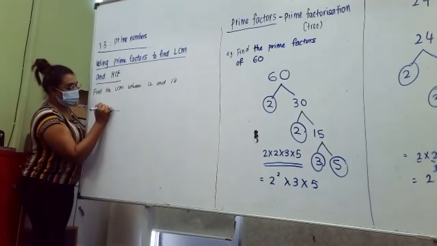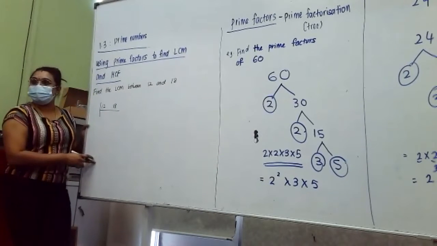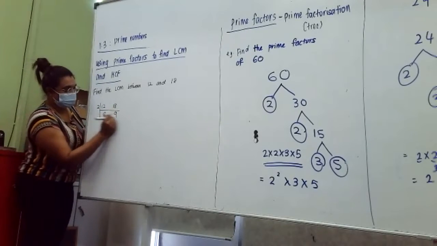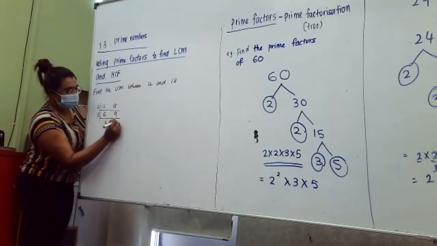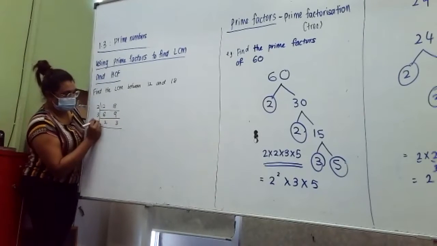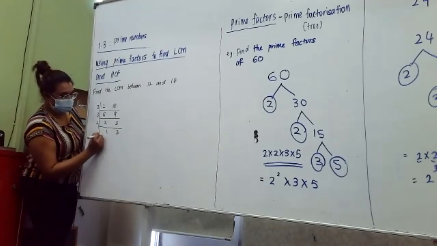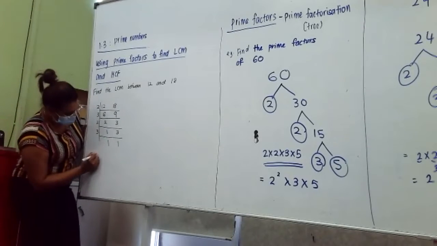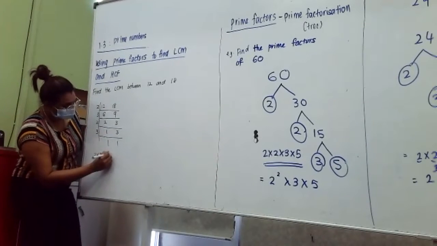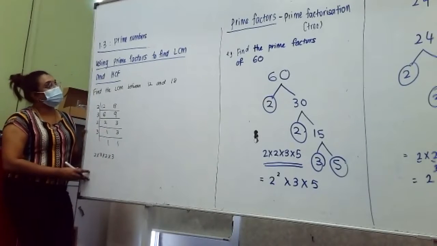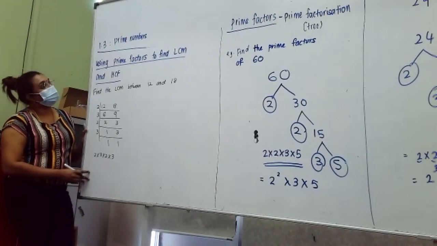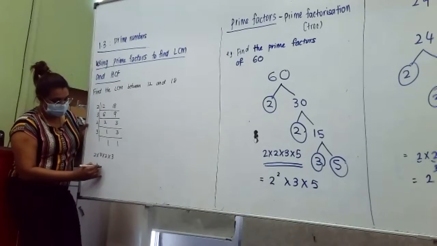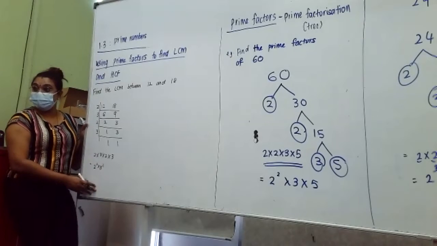So you do 12, 18. So you start with 6, 9, 3, 2, 3, 2, 1, 3. Okay? So 2 times 3 times 2 times 3. So this will be the answer. Okay? Yeah?